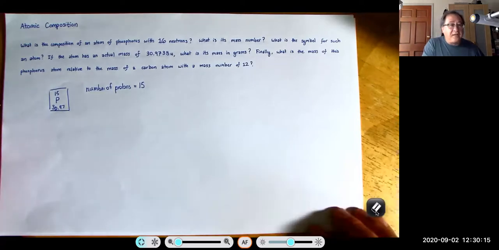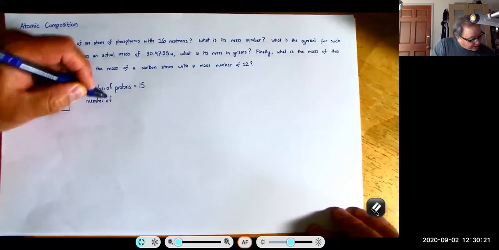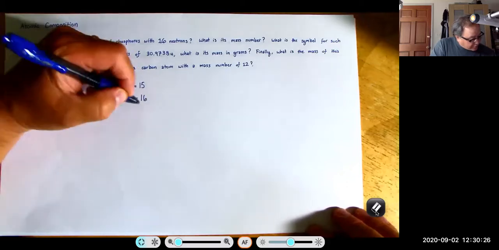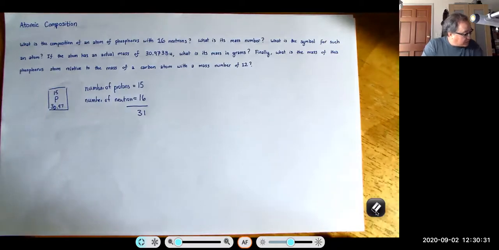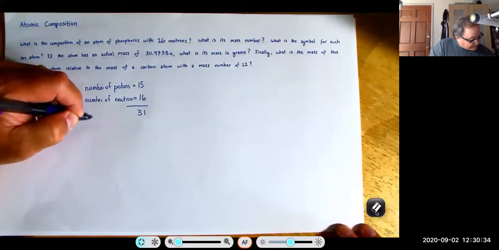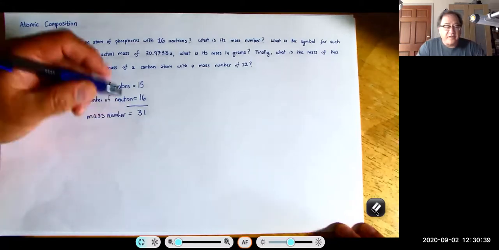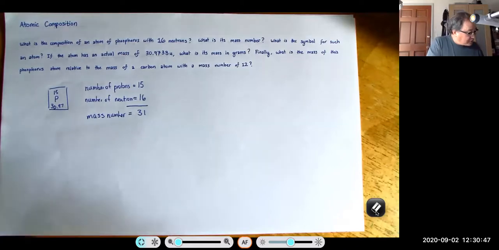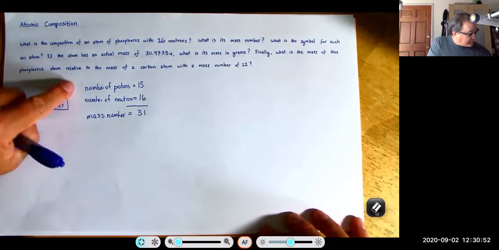Now, the number of neutrons is given, 16, and the total here is 31. Okay, so this is the mass number. Because it's important to know that the mass number is the total number of nucleons. So 31. So this is the answer to its mass number, and this is the answer to the composition.